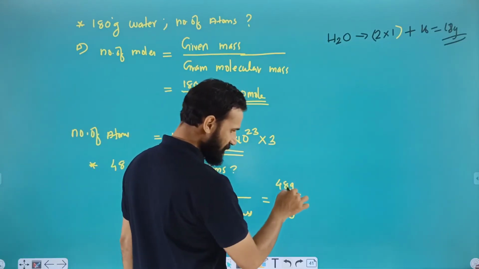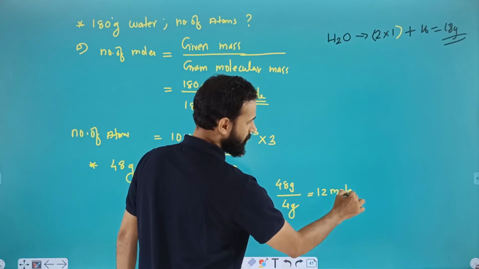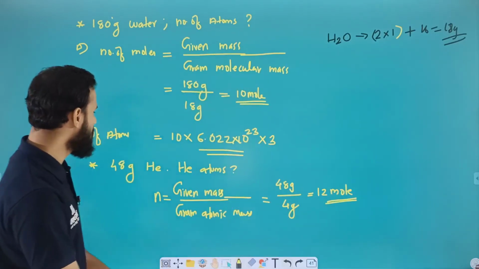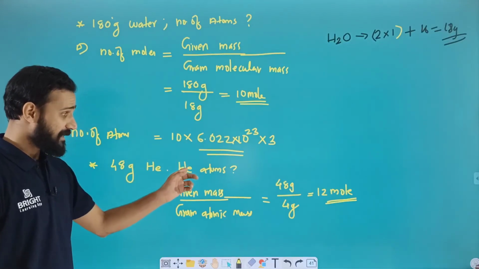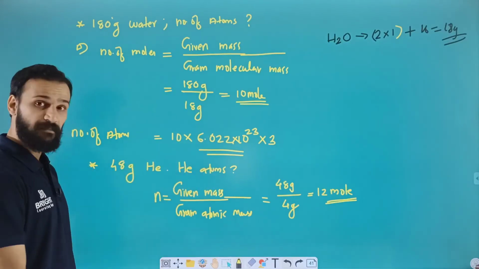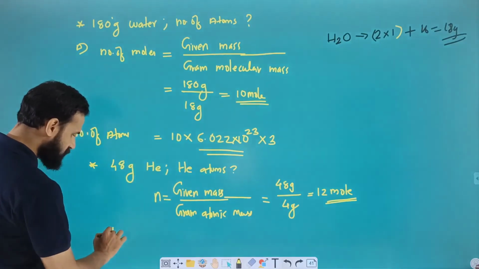So 48 divided by 4 is equal to 12. So 12 mole helium atoms are present in 48 gram. The question is about the number of helium atoms. So number of helium atoms.